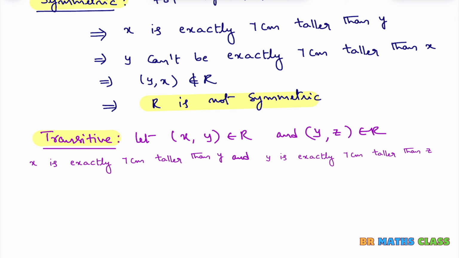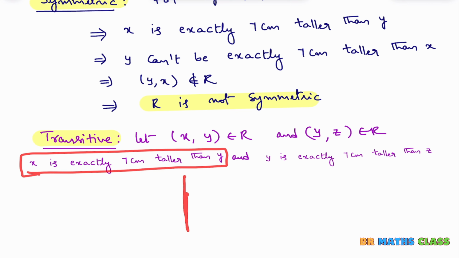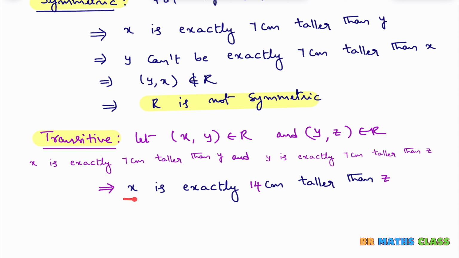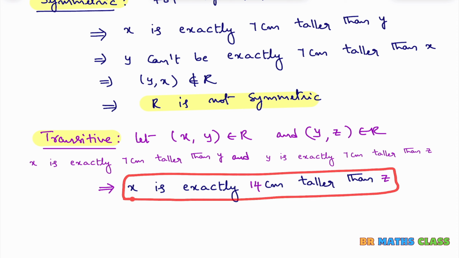Here you need to observe a few things. First you see x is exactly 7 centimeters taller than y. Suppose this is x. And y is exactly 7 centimeters taller than z. What relation will you say about x and z? x is exactly 14 centimeters taller than z. Please try to understand, see this difference is 7, this difference is 7. 7 plus 7 is 14. x is exactly 14 centimeters taller than z.